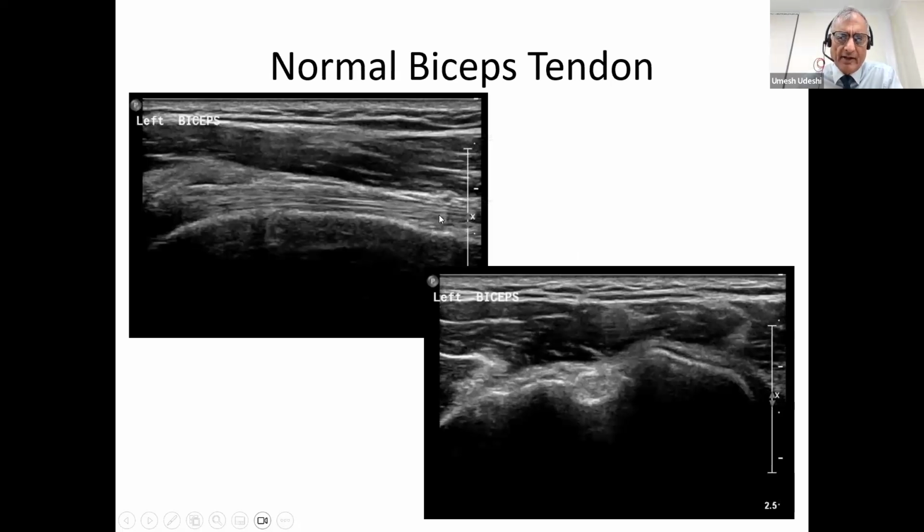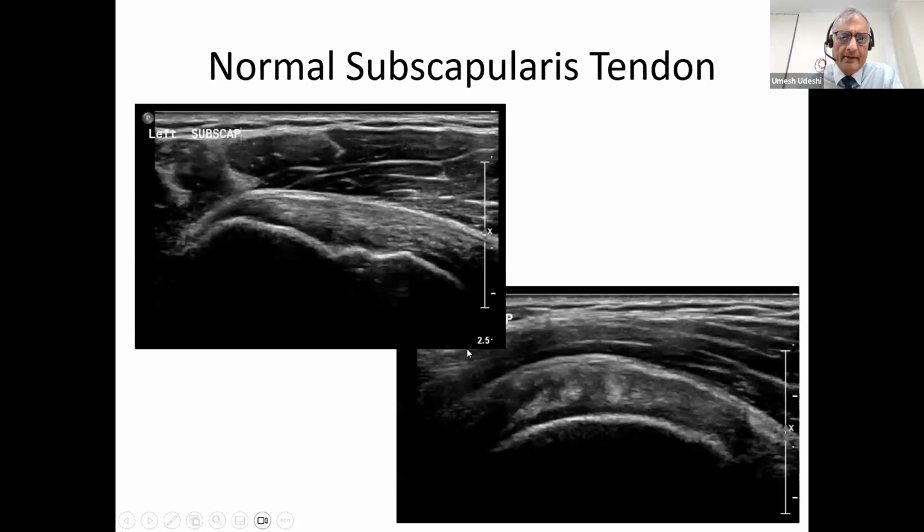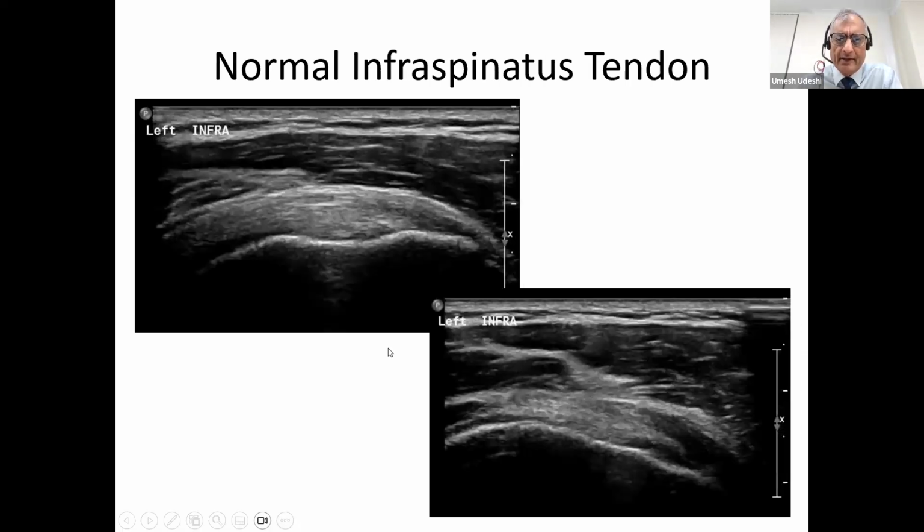Here's a biceps tendon, a stripy structure, long lengthways seen in the intertubercular groove. Here it is on a transverse scan, and there it is again, this gray spotty structure in the groove, which is where it should be. The subscapularis otherwise looks the same as the other tendons, attaching here at the front, and in transverse view, you should see three bundles. There's one bundle there, there's another bundle there, and there's a third bundle at the back. That's the normal anatomy of the subscapularis tendon.